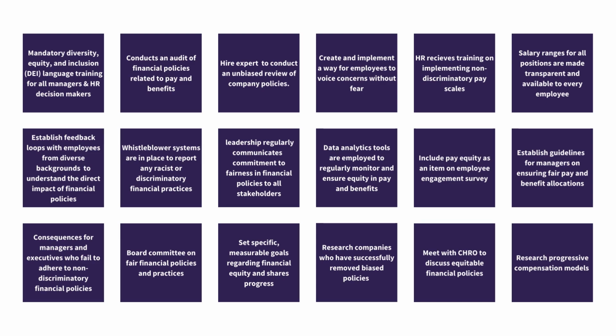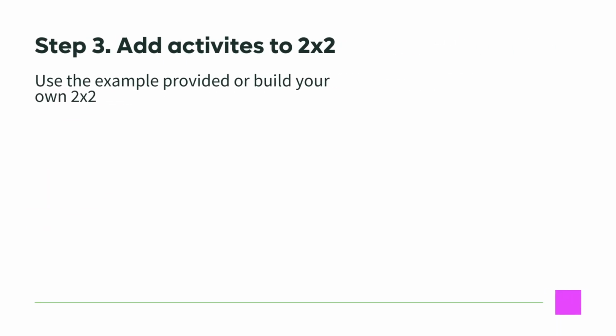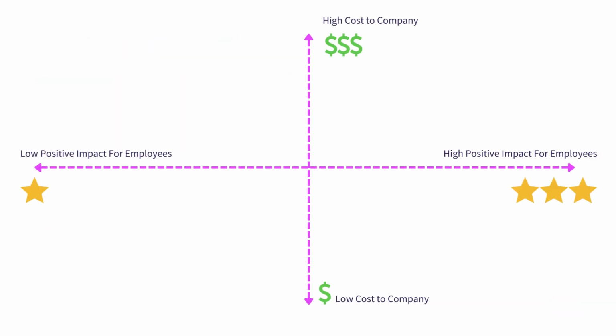Once you've done your brainstorm, then the next thing that you're going to want to do is add that to your 2x2 document. I'm going to use a 2x2 that's very similar to the one that is in our workbook. And on one axis, I have positive impact for employees. I want to be really clear that the outcome is related to creating positive benefits specifically for employees. And so I have low positive benefit for employees and high positive benefit for employees. And then on the other axis, I have cost.